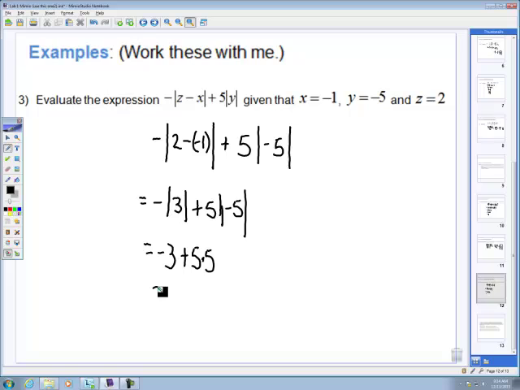So our remaining operations are multiplication, addition, and addition. So we need to take care of multiplication first. That would be -3 plus 5 times 5, which is 25. So -3 plus 25 would give us a positive 22. So our result is a positive 22.